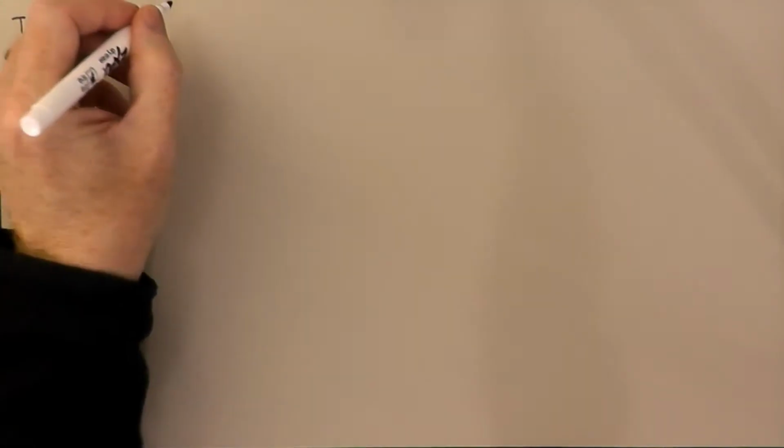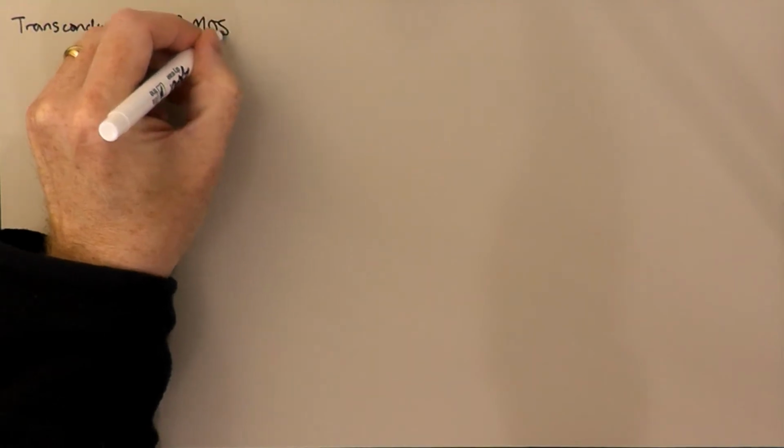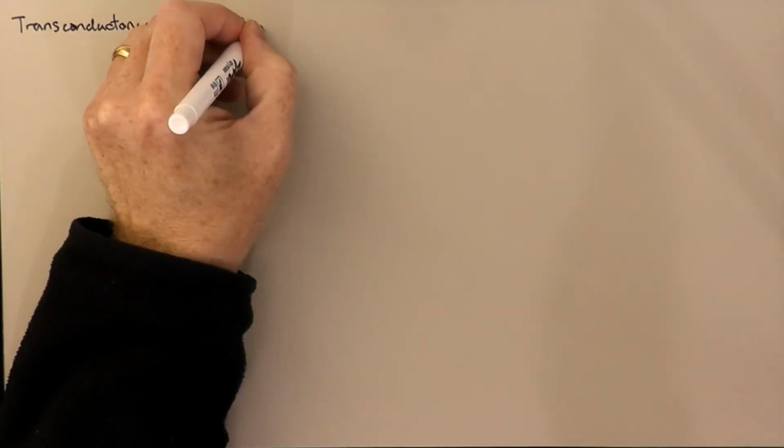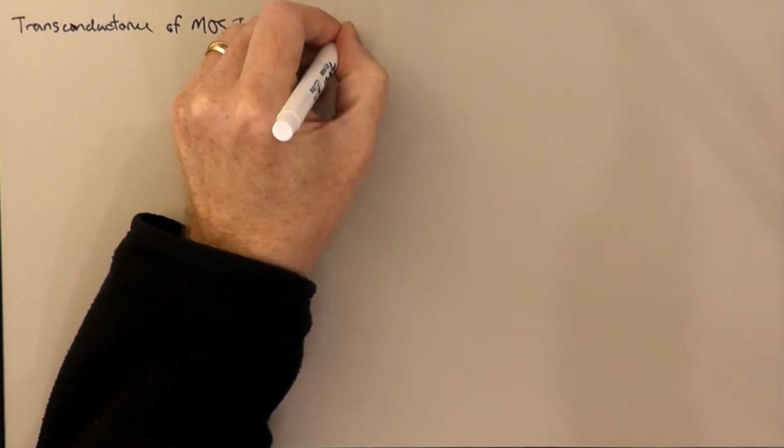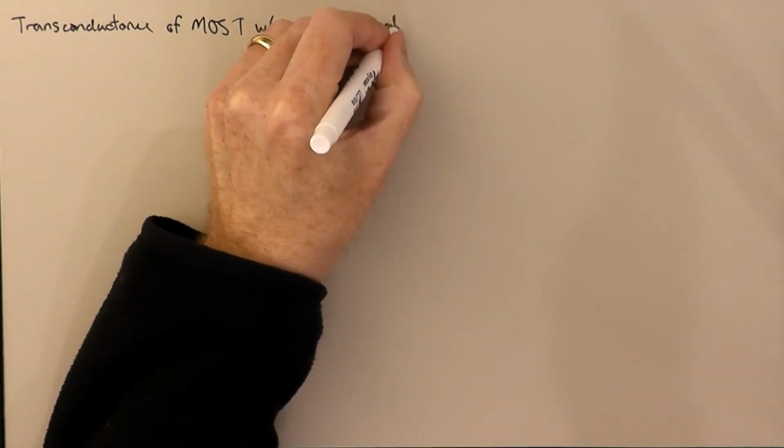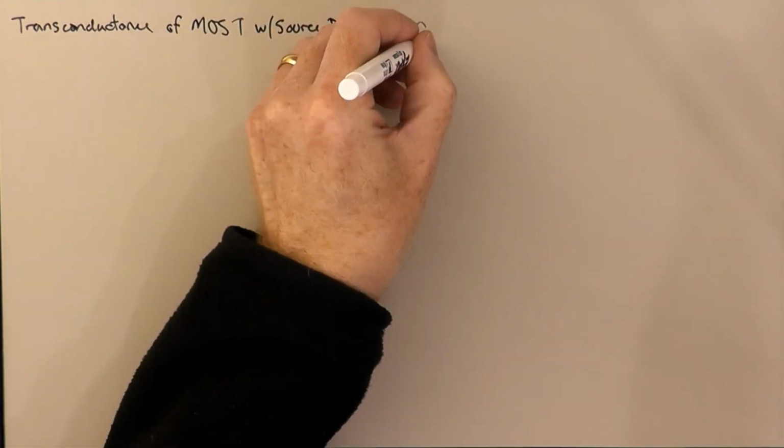And this is the transconductance of a MOS transistor with source degeneration. Okay, so what do we mean by that?